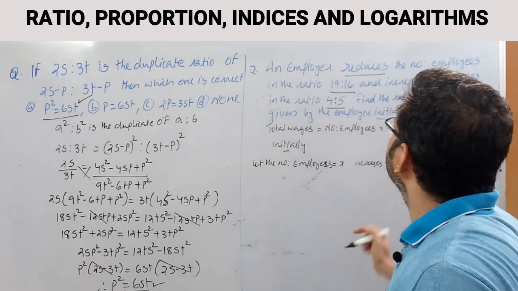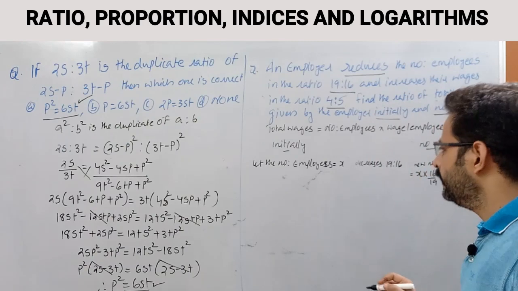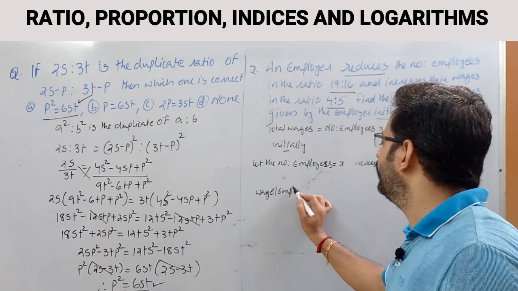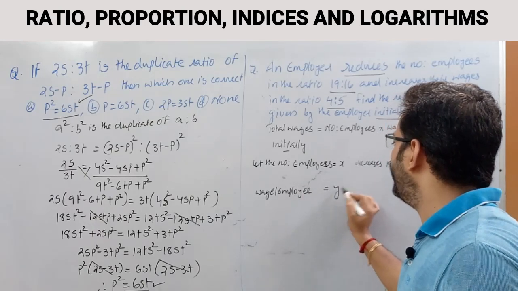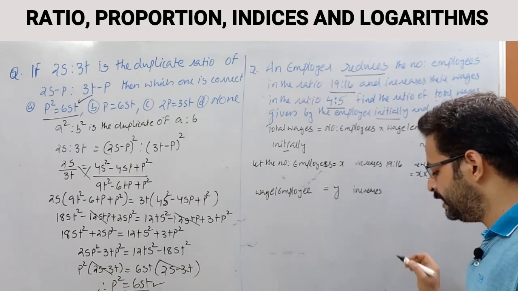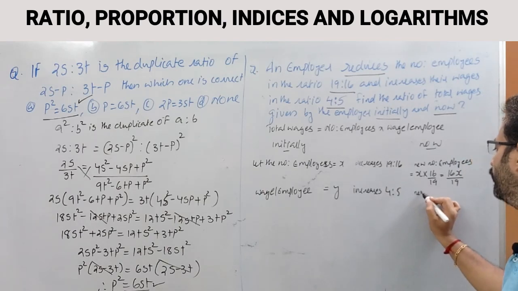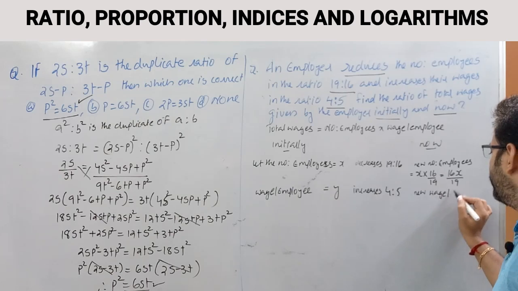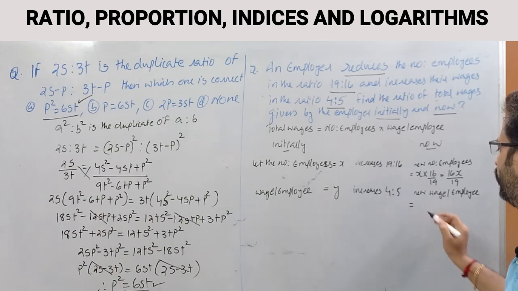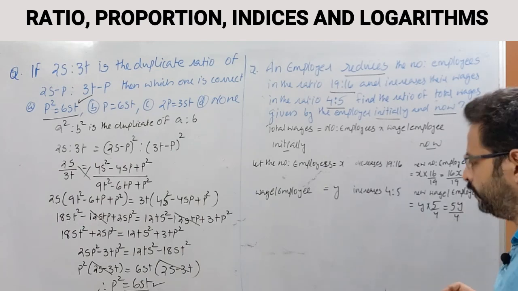Then next one, increases in their wages in the ratio 4:5. Then consider the wage per employee is equal to y. This y increases in the ratio 4:5. Therefore, new wage per employee is equal to y into 5/4. That means 5y divided by 4.